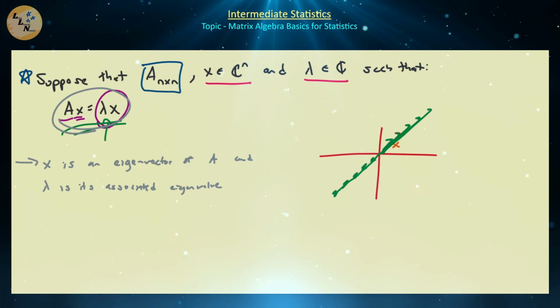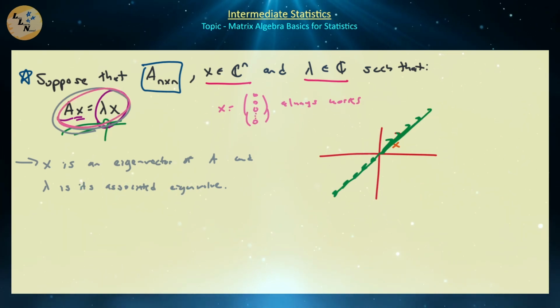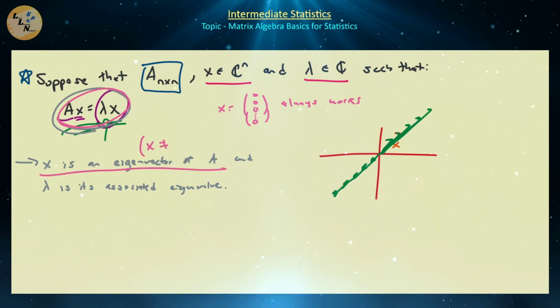of the matrix A, and lambda is its associated eigenvalue. Now, you may be wondering, well, obviously the zero vector, for example, x equal to 0, 0, 0, always works, right? So the zero vector always is going to satisfy this particular equation. So we're going to assume that for eigenvectors, x cannot be equal to 0, right? Because zero vectors don't move at all for any matrix A which you apply to it, right? So what we are looking for is other vectors that satisfy this particular equation.